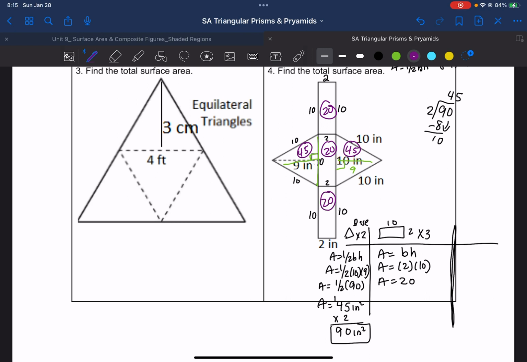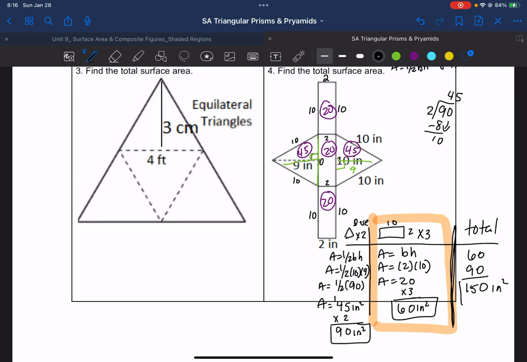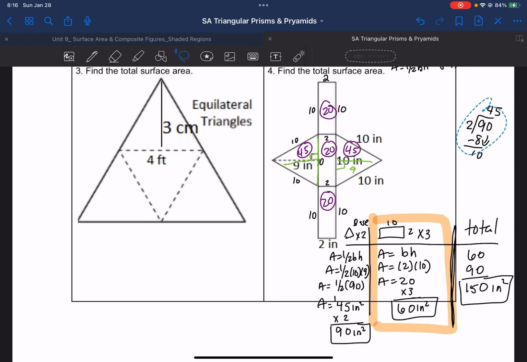Okay, so we can either add them, or we can do what I'm going to do here and just multiply by 3, 0, and 60. So 60 inches squared is the lateral surface area. Remember, this part is the lateral surface area. Okay, so now for total, we are going to add the 60 plus the 90. Okay, and that is going to be 150 inches squared. This is our final answer, okay? So that means our final answer is going to be 150 inches squared.